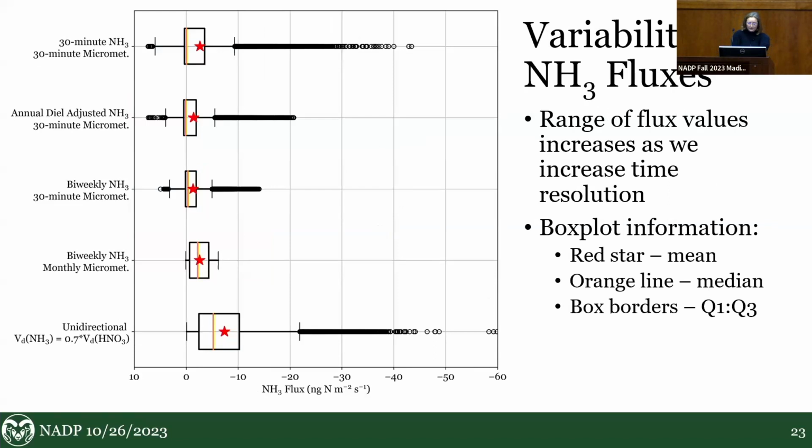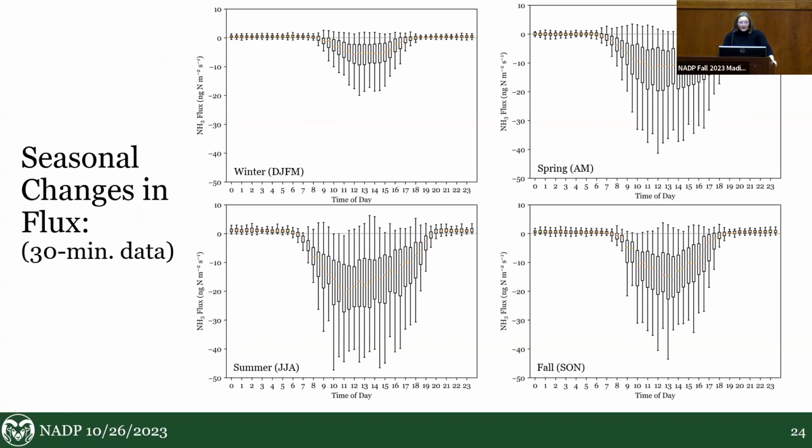So we can also look at the variability in these ammonia fluxes, as we would expect. The highest time resolution data, that top box plot, has the most variability in both deposition and emission. As we decrease time resolution moving down, we have less variability in those values. And here that orange line's the median, red star is the mean. So we see that annual deposition plot that we just saw play out again here in those mean values.